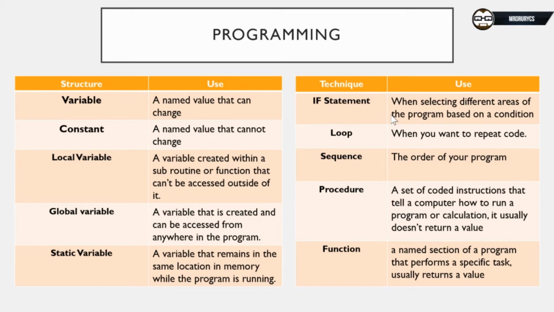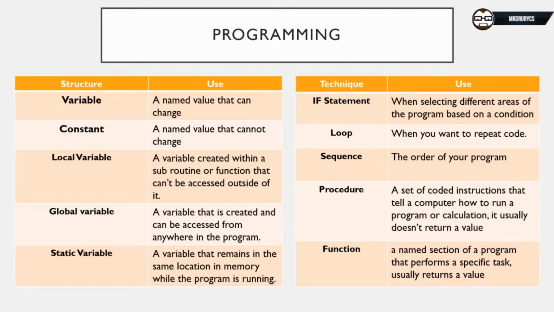If it's a variable, it can change. So you'd be saying it's a variable which is something that can change, that can't change, which doesn't make sense, it's a contradiction. So it's a named value or a piece of memory that cannot change while the program's running. A local variable is a variable created in a subroutine or a function that can't be accessed outside of it. So it's a local variable, it's only in its own little area.